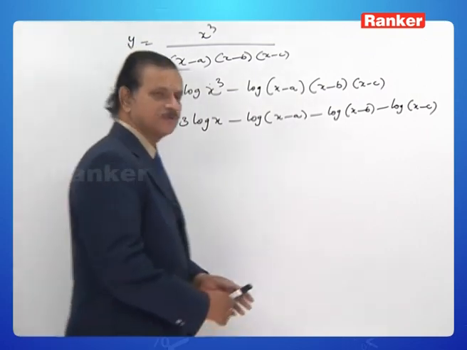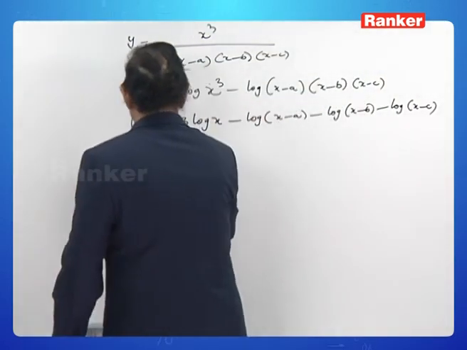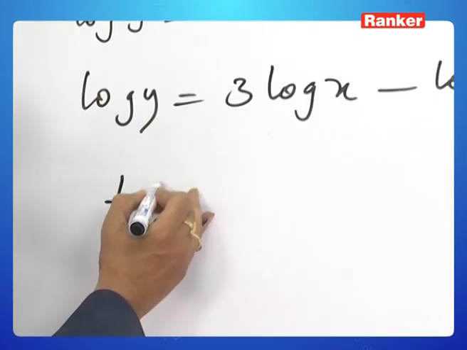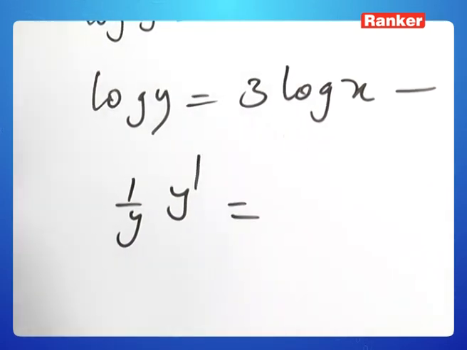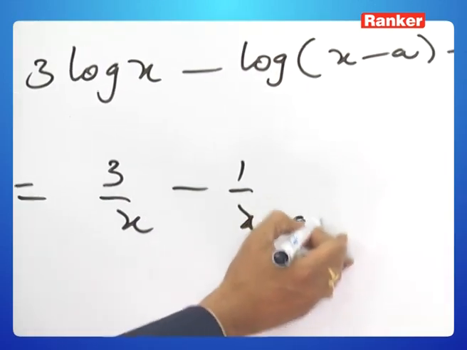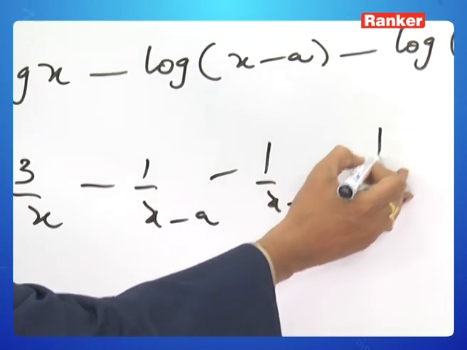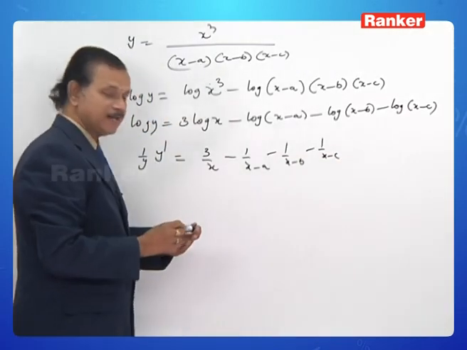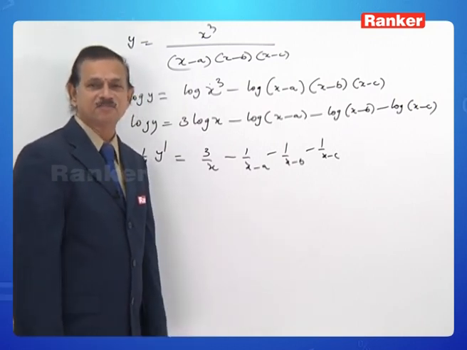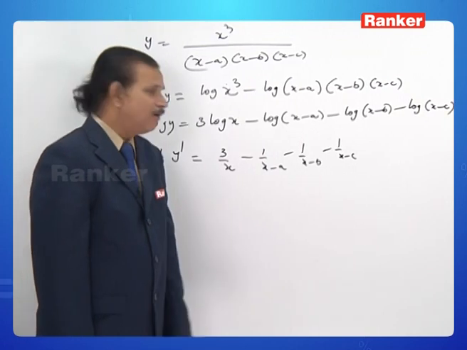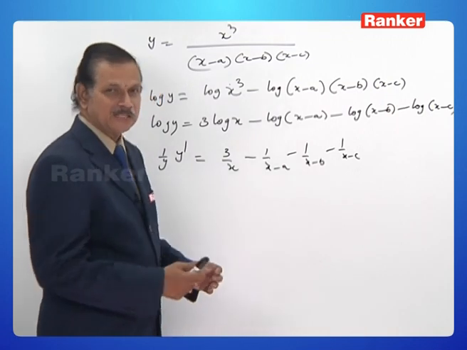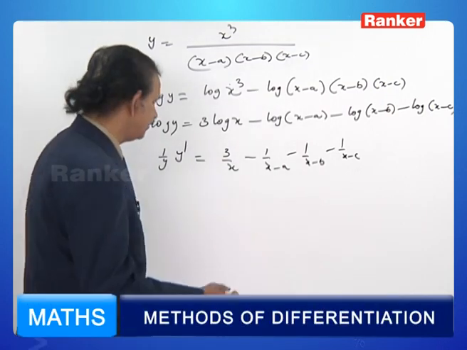Now this derivative can also be written directly. What is the derivative of log y? For log y it is 1 by y, and for y it is dy by dx, that is y dash. For 3 log x, it is 3 by x, minus 1 by x minus a, minus 1 by x minus b, minus 1 by x minus c. But you will be astonished looking at the options, no option contains this answer. Surely. Then what should you do? There is a simple calculation here.